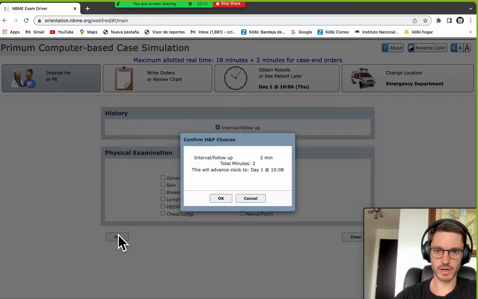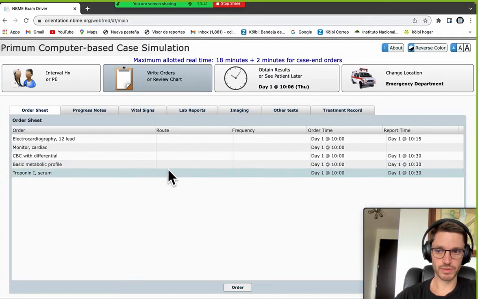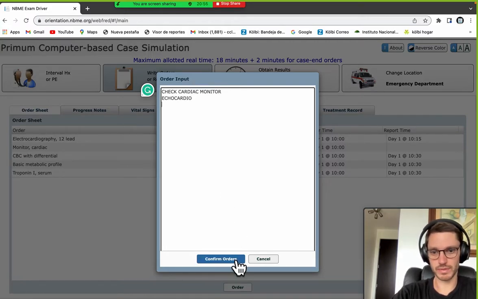Interval follow-up, I'm going to mark okay. Total minutes, this will advance, but I don't want it right now because we just saw it. Now we want the results of what we asked for, and since we are suspecting an aortic dissection in the context of a patient that is unstable, we have to check something else. But first we have to remember they told us check cardiac monitor, and also I would like an echo, transthoracic echocardiogram. Let's see what happens.